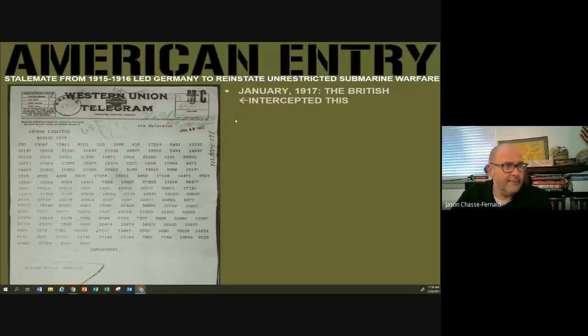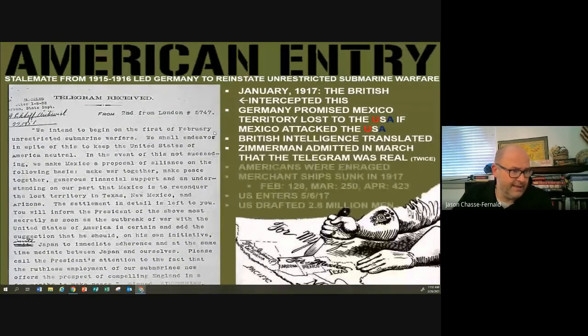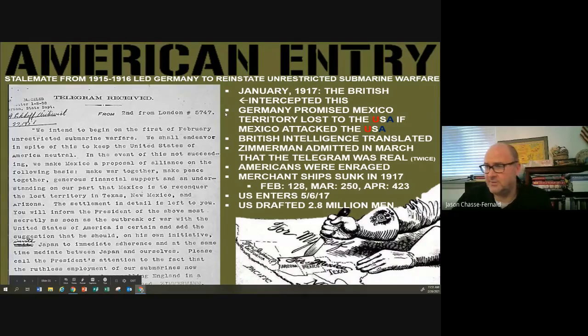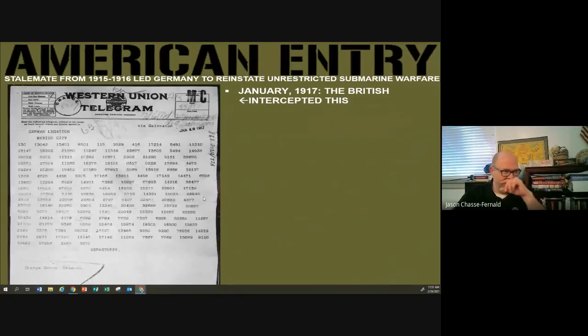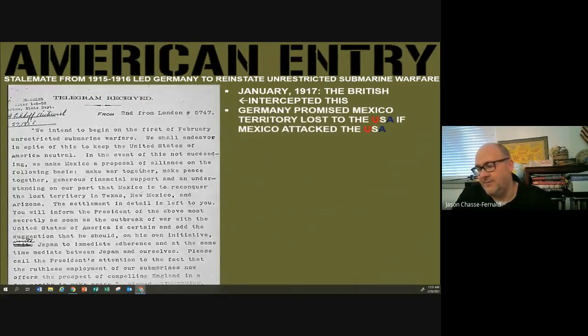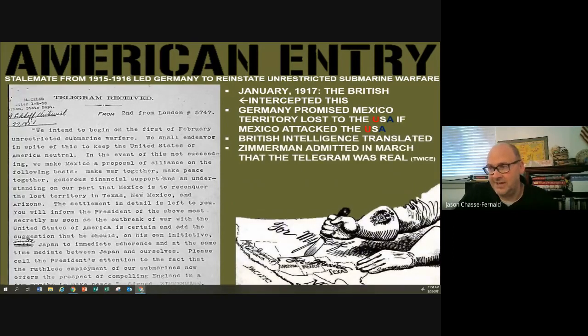All right. As far as the American entry, I don't spend a lot of time on this. Most students already know that the Zimmerman telegram is part of the reason. I do simply mention that there was apparently some debate in England about whether or not to tell the United States, because it wasn't the Americans who intercepted this message. It was the British, and the British are the ones who decoded it. The debate was, do we tell the Americans or not? Because if you tell them about the Zimmerman telegram, then you're basically telling them that you are reading all the communications coming to the United States from Europe.